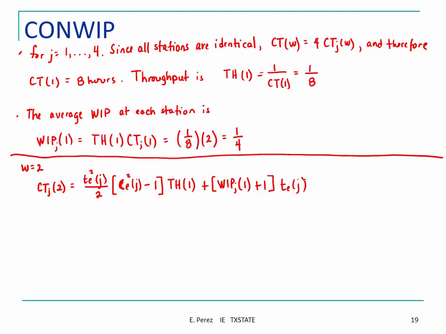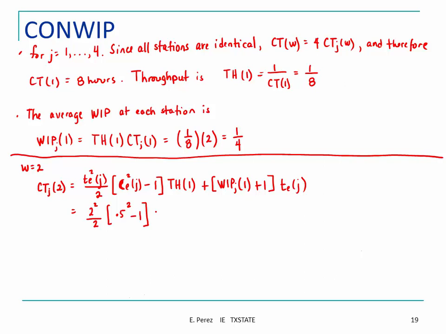Okay, so we know the value of TE. TE squared is going to be 2 squared divided by 2 times 0.5 squared minus 1 times the throughput of 1. So what would be that value? It's going to be this value right here, 1/8.